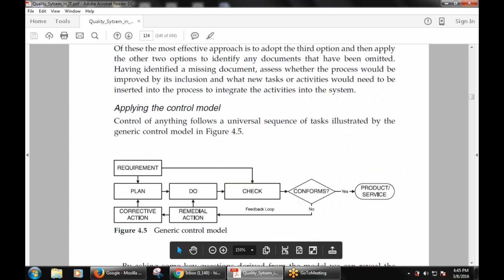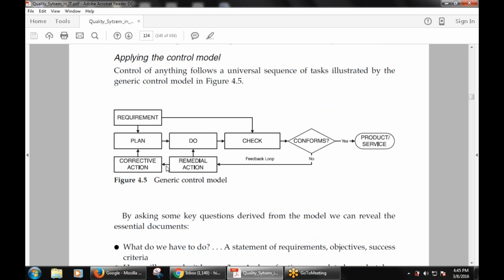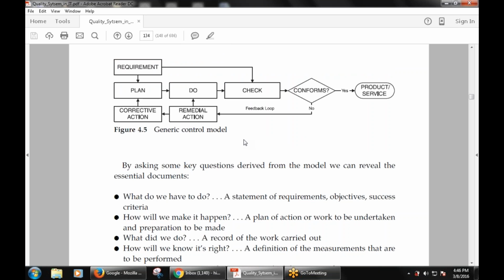Then, how to apply the control model. This is the generic control model that we have discussed: there is a requirement, there is a plan, there is a do, there is a corrective action, there is a remedial action. That is how we use the corrective action and the remedial action. There is a check, there is a confirm, there is a product or the service. That is the generic model of the information used for the product or the service. By asking some key questions derived from the model, we can reveal the essential documents. So what are the various essential documents that can be revealed?